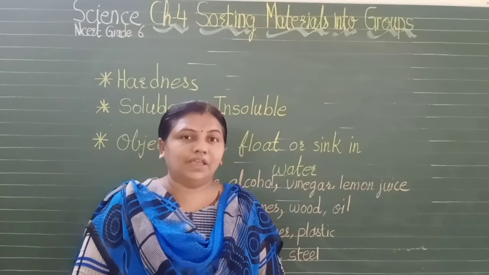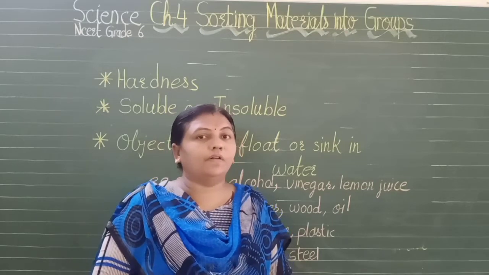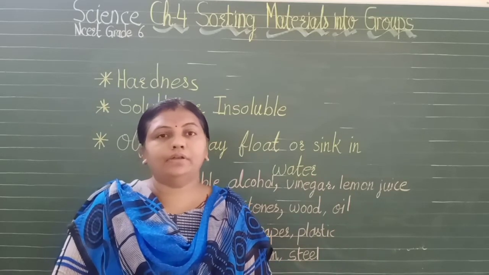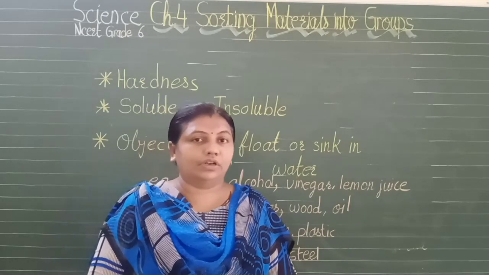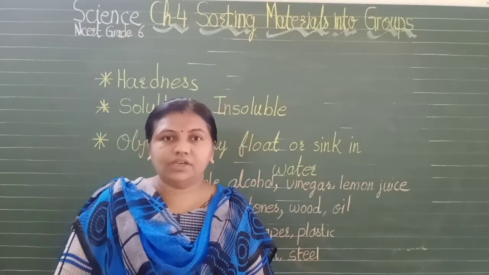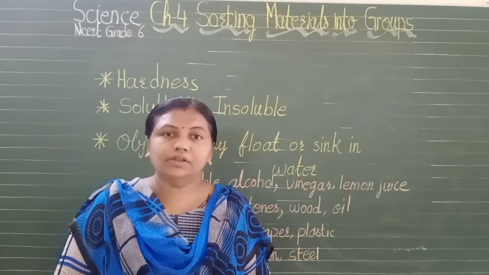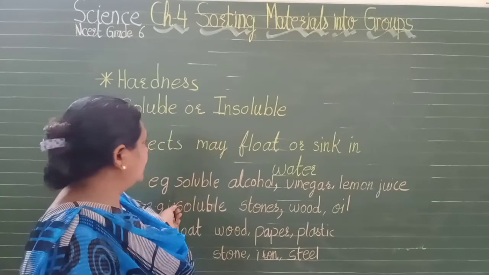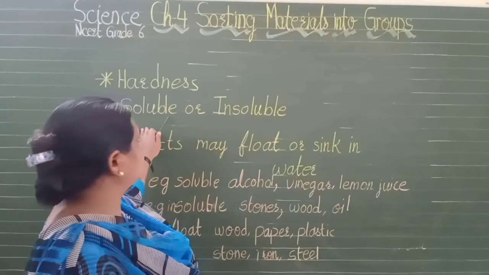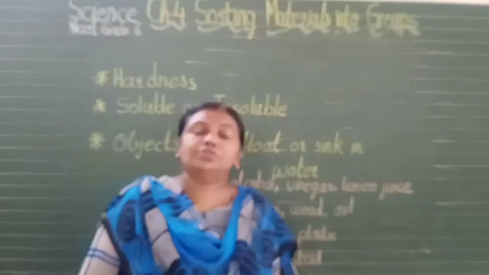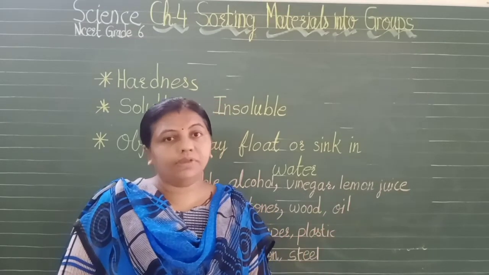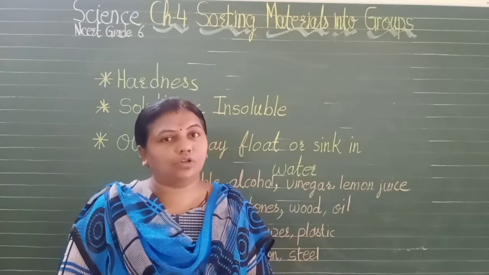If I say my chair is made up of plastic or wood and I drop it in the water, what will happen? It will float in water. But if my chair is made up of steel and I drop it inside the water, what will happen? It will sink. So now you are clear with the terms float and sink, and also soluble and insoluble.